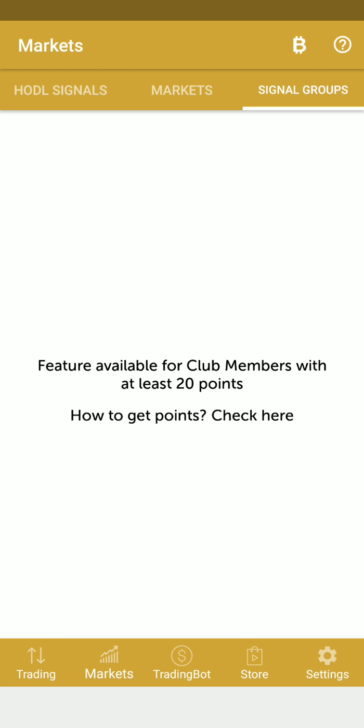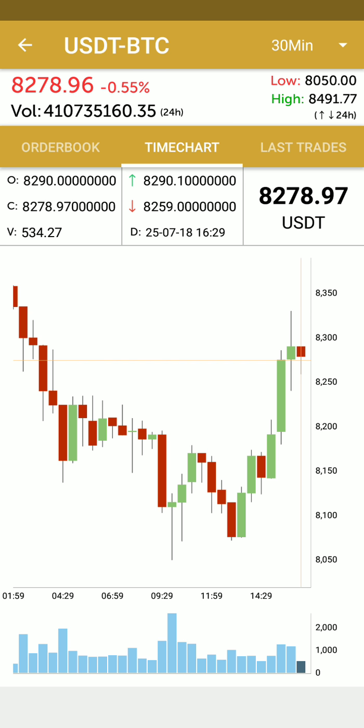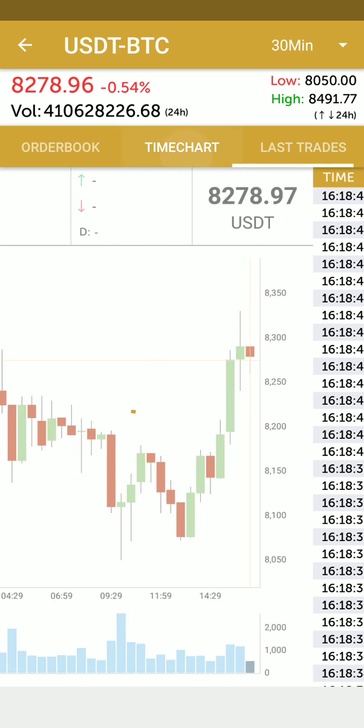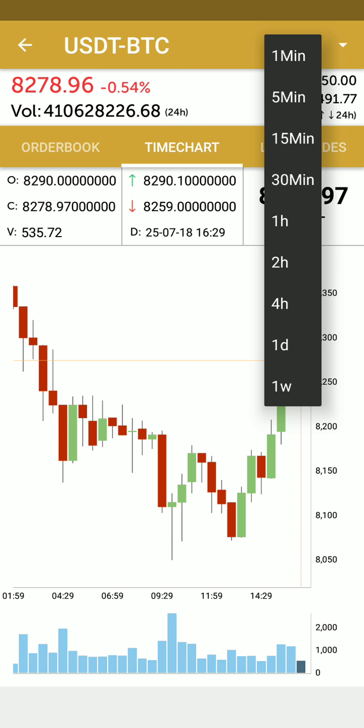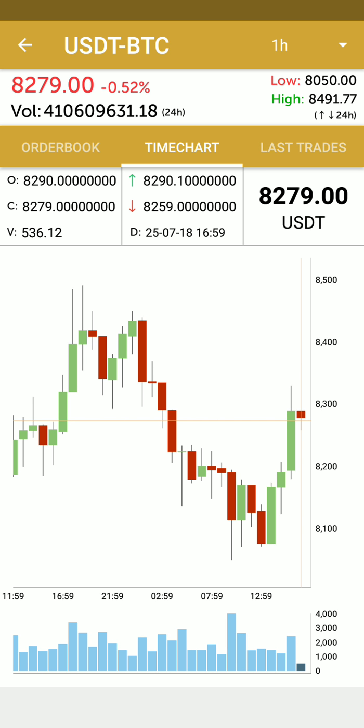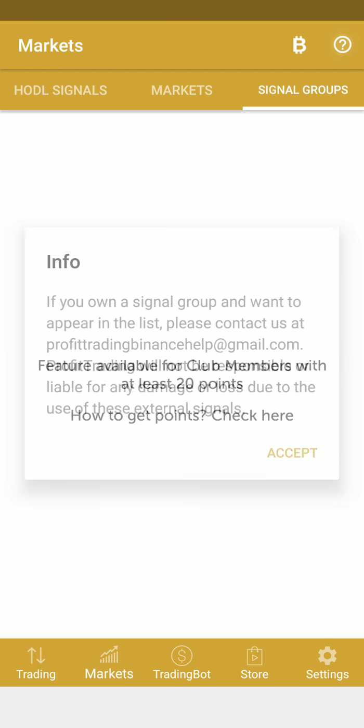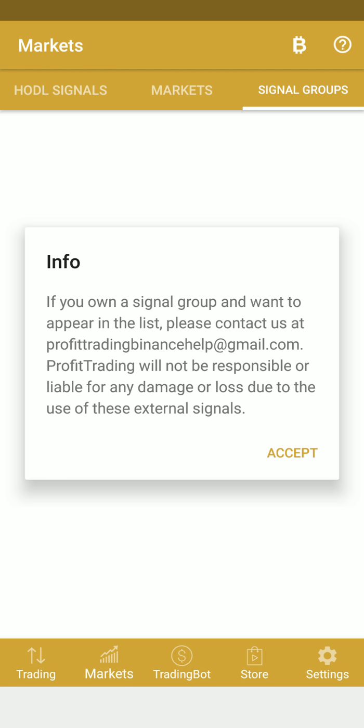Up here next to the little question mark, you have the Bitcoin. This is Bitcoin's chart. Same thing: time chart, order book, last trades. So that's pretty much that part of it. And if you click on the little question mark up there, it'll tell you what everything is as well.